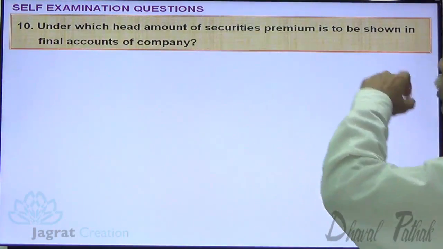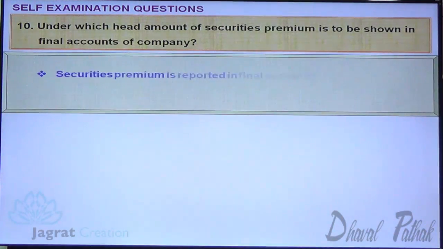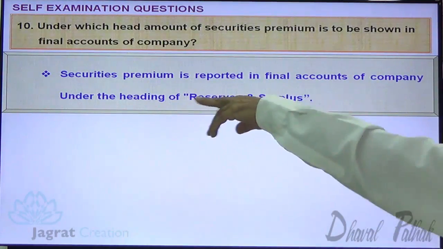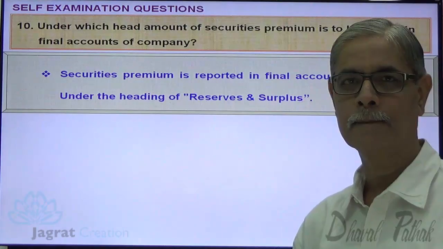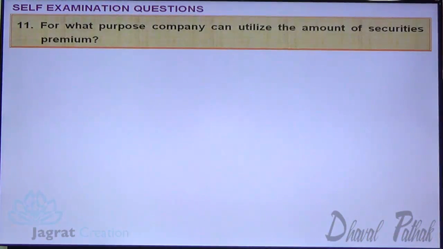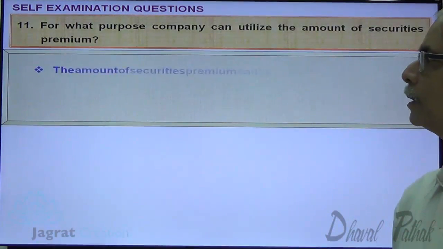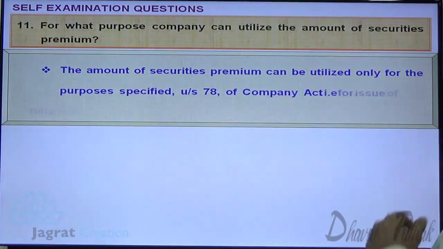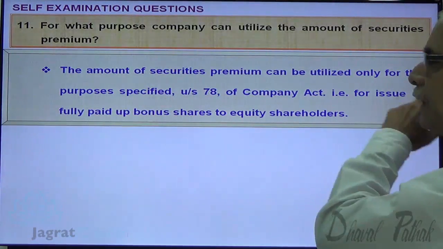Under which head is the amount of security premium to be shown in the final accounts of the company? Security premium is reported in the final accounts of the company under the head reserves and surplus. For what purpose can a company utilize the amount of security premium? The amount of security premium can be utilized for purposes specified under Section 78 of the Companies Act.